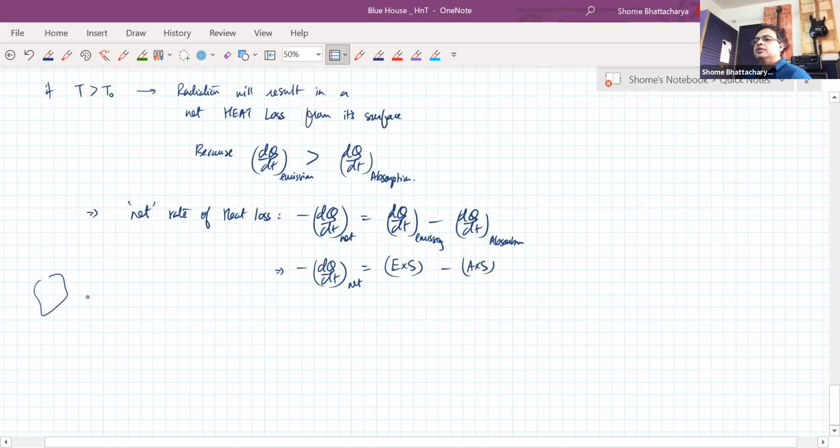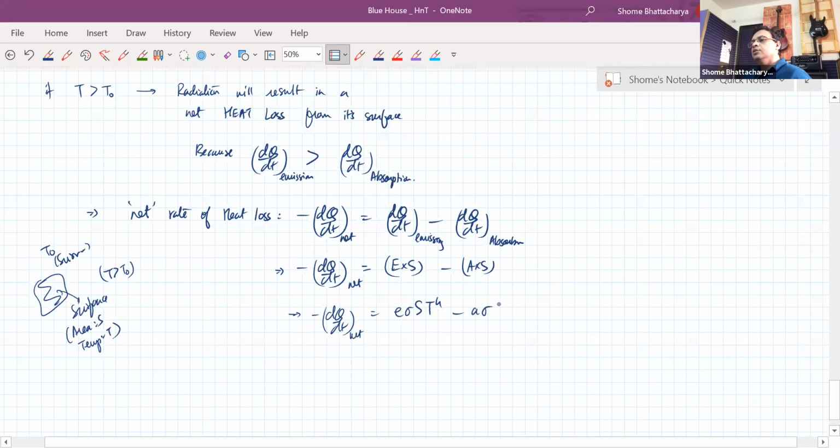Okay, so if this is a surface of area S and temperature capital T, in a surrounding of temperature T naught, where T is greater than T naught, it will be losing heat. You'll observe that with time the body will be cooling down because its rate of emission dominates over its rate of absorption. So the rate of emission, which is emissive power multiplied by surface area, becomes E sigma into surface area into T raised to 4, and the rate of absorption becomes absorptive power into sigma into the same surface area but into surrounding temperature to the power 4.